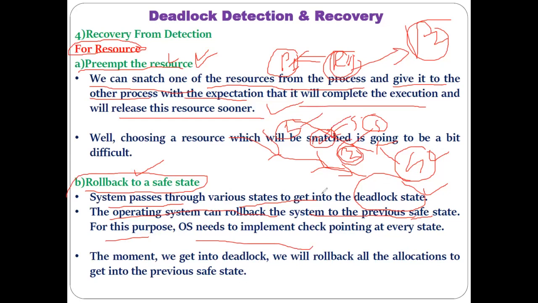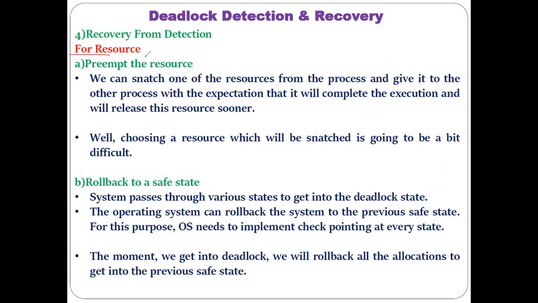Understood? And the moment the operating system finds the system is in deadlock, the operating system can roll back and go into the previous state, which is considered a safe state. So that is the second approach at the resource level. That is nothing but rolling back to the safe state, or going back to the safe state from the deadlock state, so that the system can recover from the deadlock.